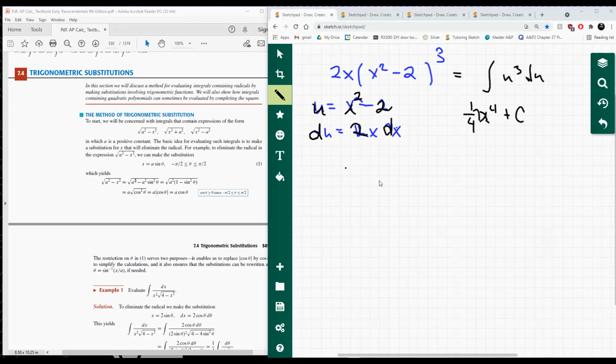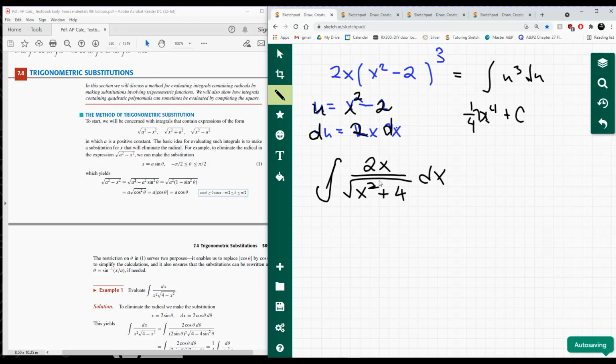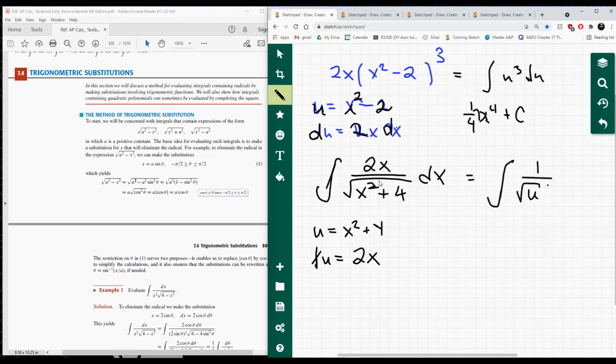In another example, we have the integral of 2x over the square root of x squared plus 4 dx, and we see here that the same situation applies. We have to do a very intelligent u substitution such that when we set u equal to the radicand, x squared plus 4, du happens to be equal to 2x dx, which allows us to replace this as the integral of 1 over square root of u du, which we can solve as 2 times the square root of u, with, of course, a plus c.